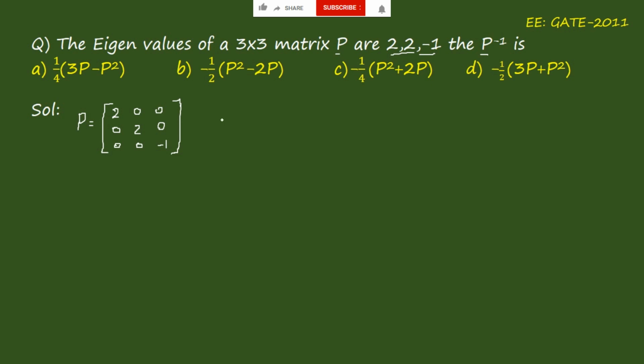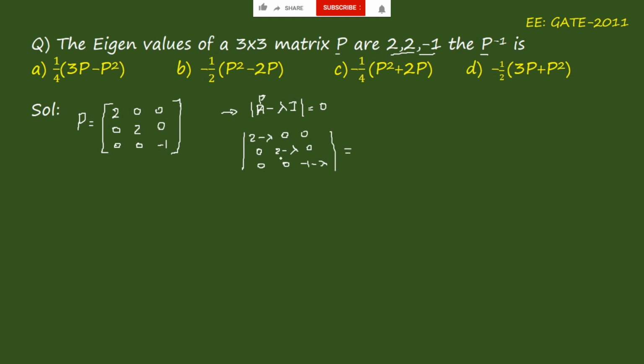Now we have to find the value of P inverse, right? For this, the general formula we know is the determinant of A minus lambda I is equal to 0. We know this one, right? Now instead of A, it is P. Now we'll find this particular determinant. So it becomes the determinant of 2 minus lambda, 0, 0, then 0, 2 minus lambda, 0, 0, 0, minus 1 minus lambda, right?